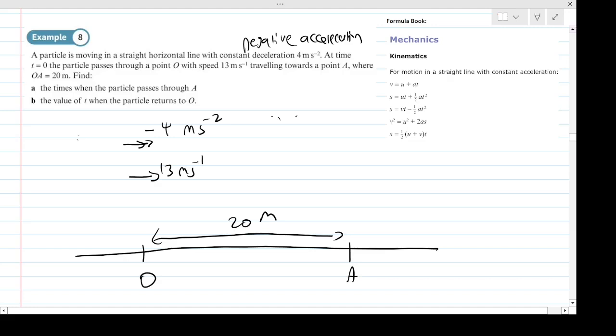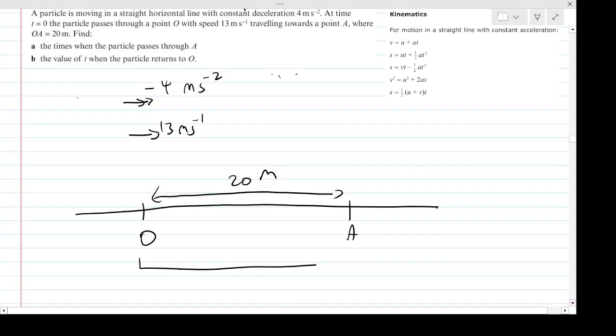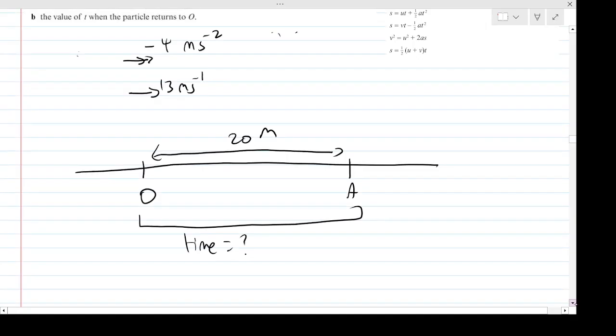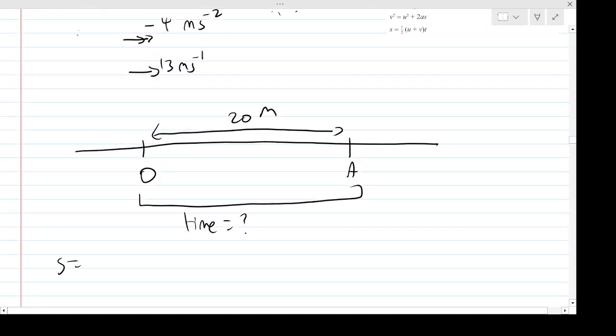Now, we want the time it goes from O to A. Time I don't know, but what I do know is the distance. I know the initial velocity and the acceleration. So let's work with those. If I list by SUVAT, S is going to be 20. U, the initial velocity, is 13. V, the velocity at A, I don't know anything about. I don't care about it, really. A, the acceleration, is -4, because it's deceleration. And T is what I want to work out.